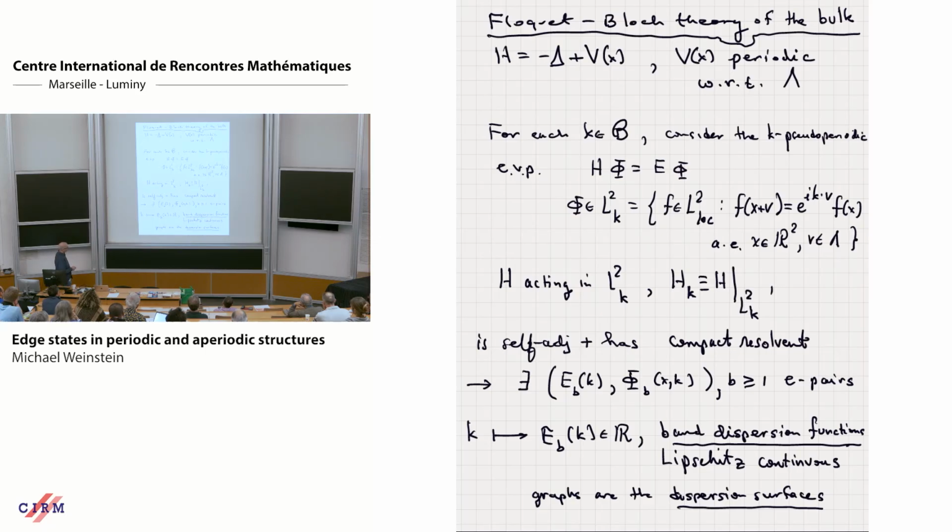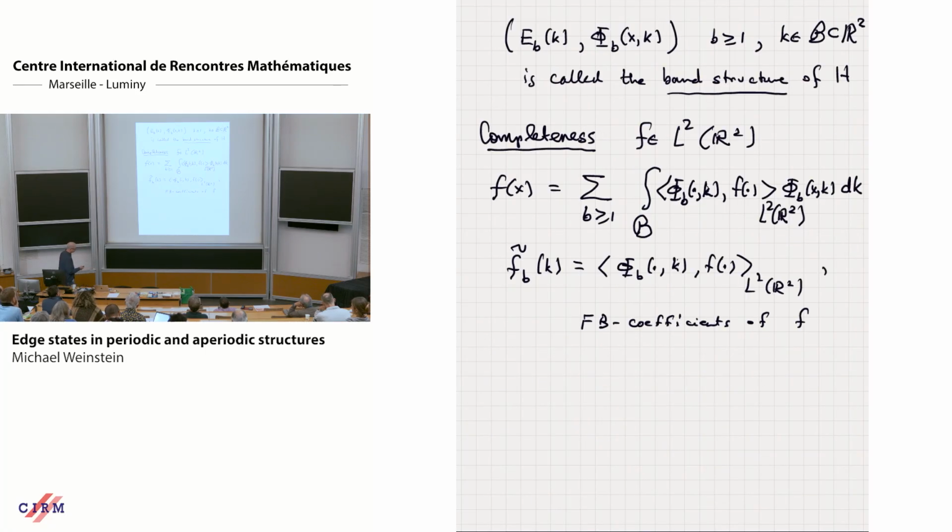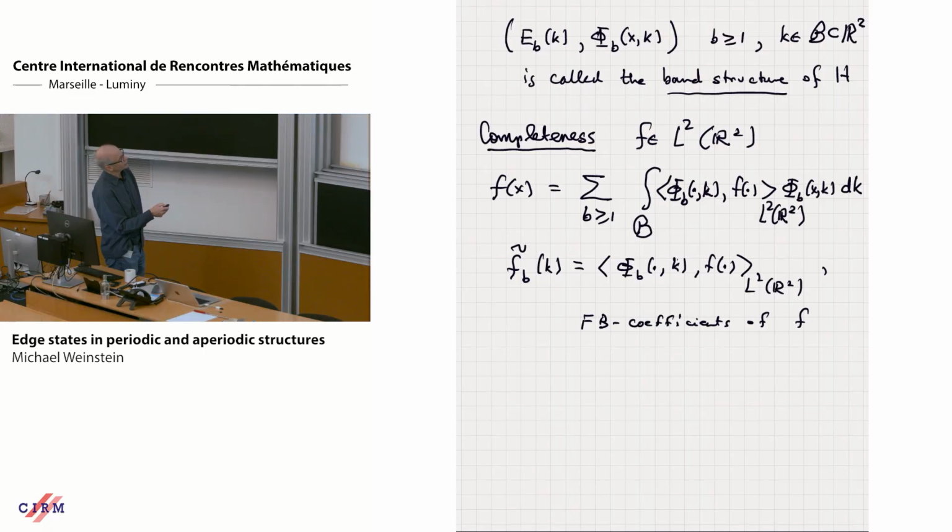So let's look at these maps, okay, as I said, have graphs, and these graphs are called dispersion surfaces. Okay? So think of the domain, the Brillouin zone, with an infinite set of surfaces that sit above it. And some of these surfaces can touch. The collection of all of these eigenpairs, as b varies and as k varies over the Brillouin zone, is called the band structure of the operator H, of the bulk operator H.